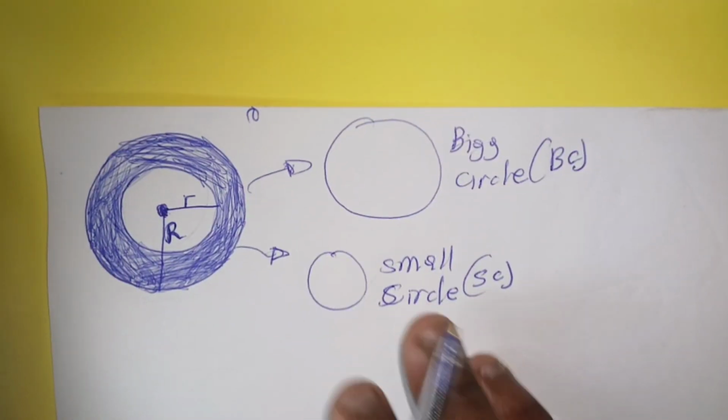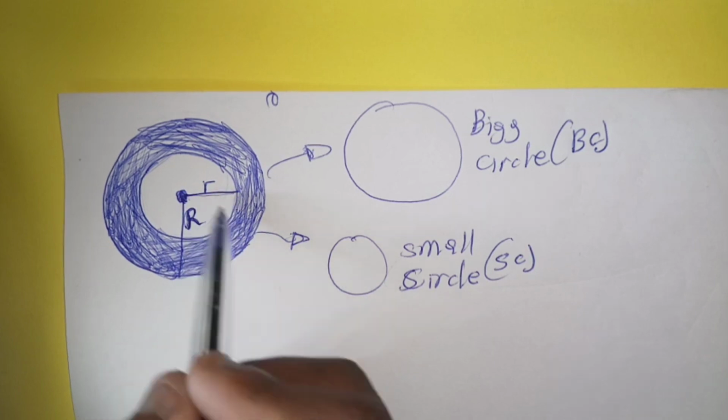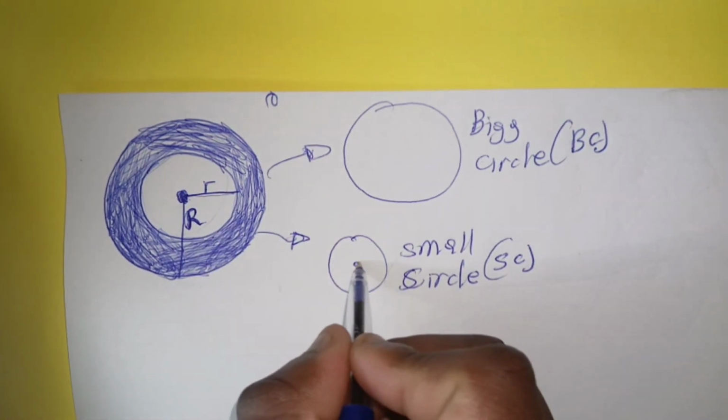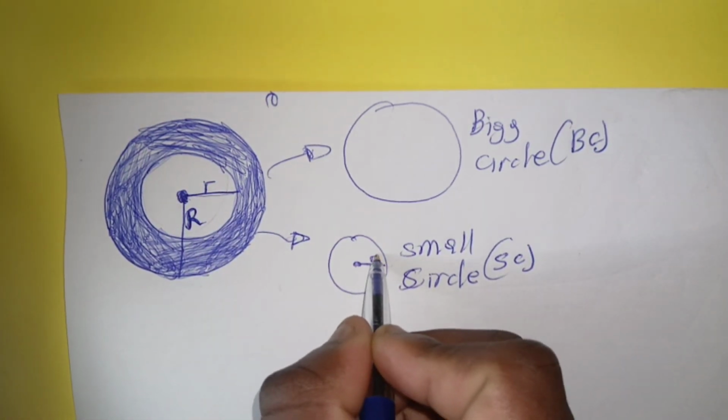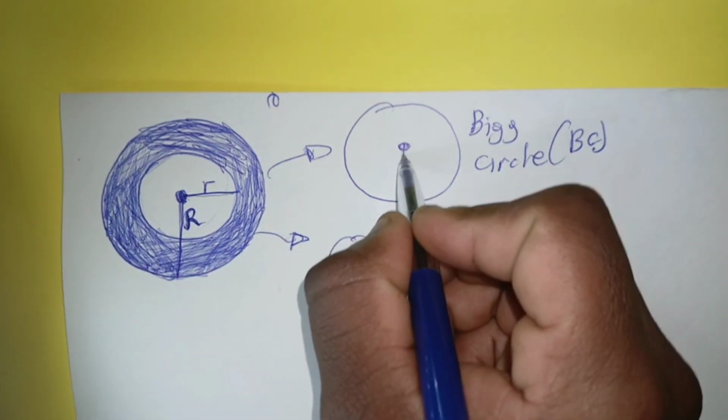So now I want you to consider something. This radius, it is for what? For the small circle. You see, right? This radius. And the big radius is the radius of the big circle.